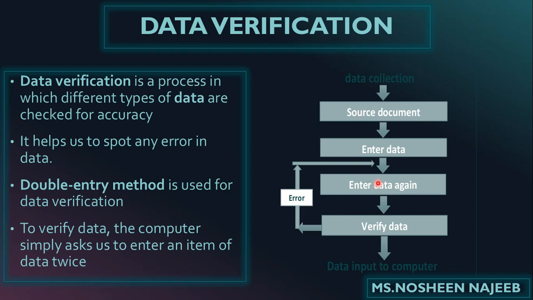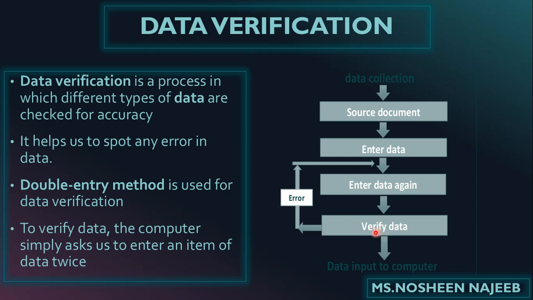Here is the flowchart of double entry verification. This is the first method, the main method, and the common method of data verification. First of all, we will collect the data, then we will transfer the data into the final form, which is called the source document. Then the source document data will be entered into the computer, and then again we will enter the data for verification, and after entering it twice we will verify the data.